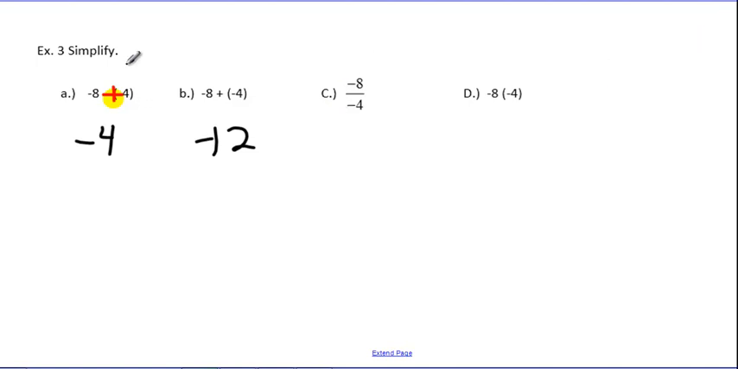Example C. Same numbers in all these problems, different operation. Now it's division, so two negative numbers is going to come out to be positive, positive 2. Same in multiplication. Two negative numbers are going to come out to be positive, and there's 32.